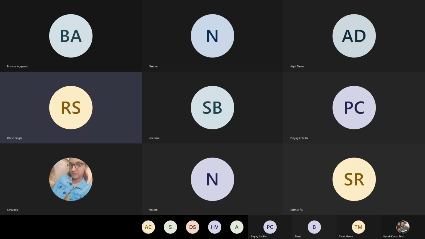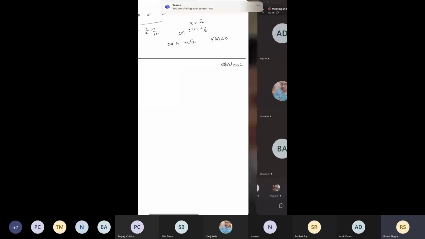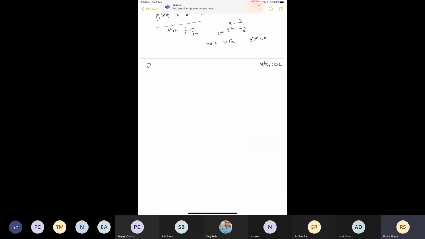Okay, I'm sorry. There was some issue with my pencil. Now it is getting connected. So is my screen visible now?